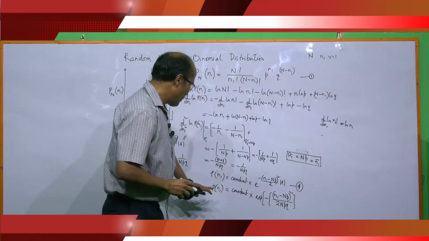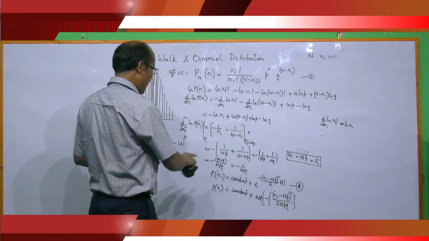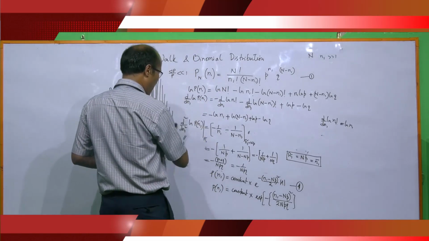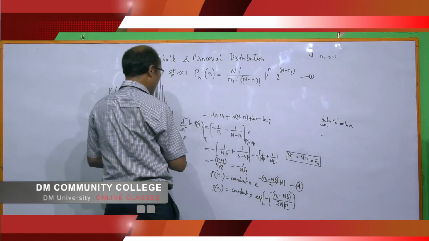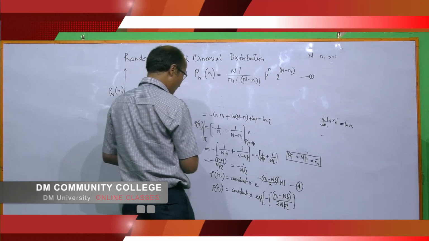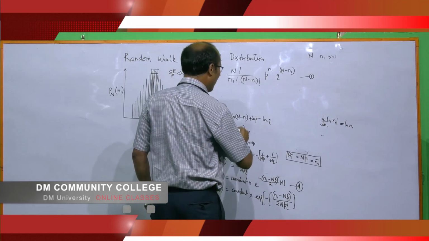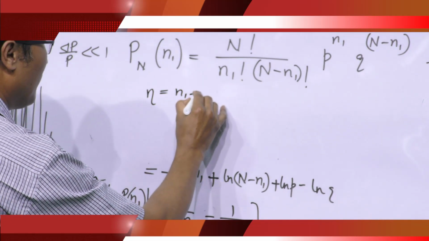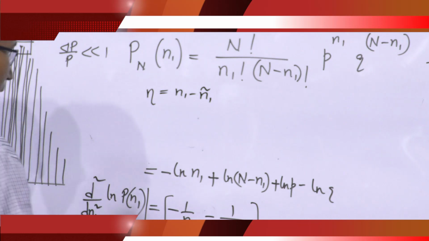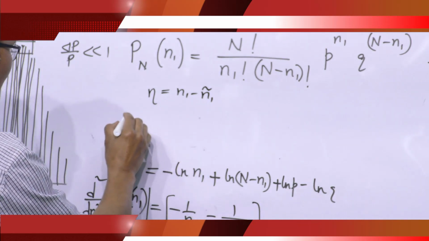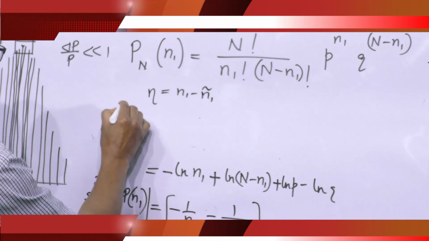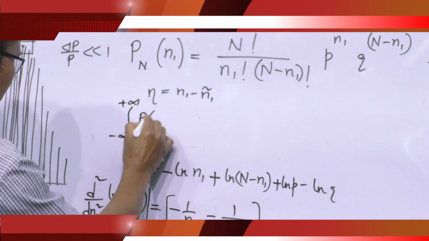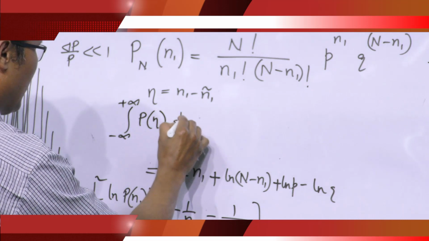This is our probability density. If we want to find out the value of this constant, then we have to use the normalization condition. If we define eta equal to n1 minus n1 tilde, then the normalization condition is the integral from minus infinity to plus infinity of p(eta) d eta is equal to 1.